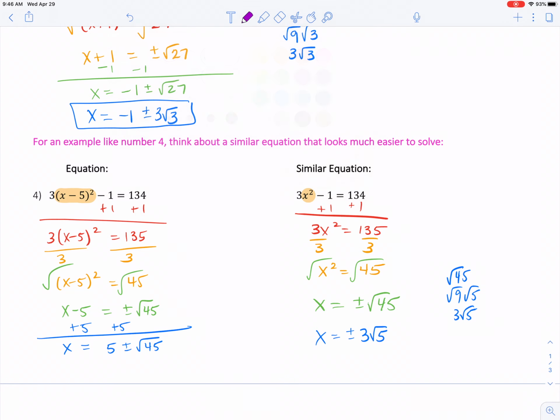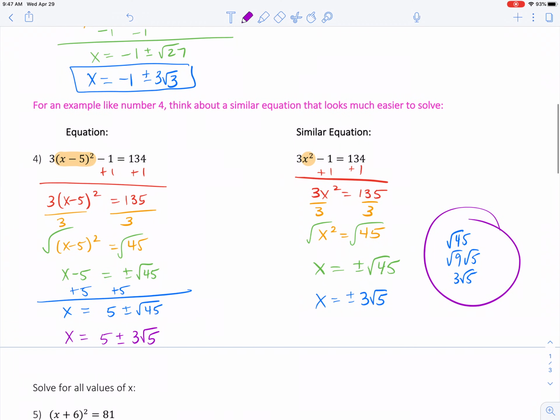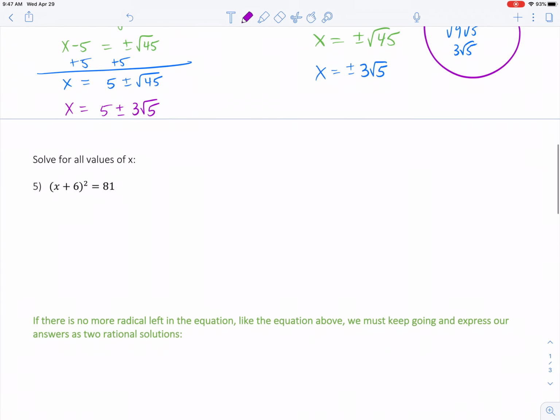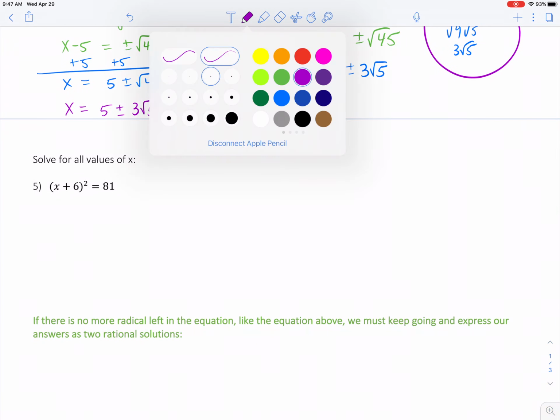And lastly, we'd have to simplify that square root. However, we already have that done over here for us, so I'm just going to copy the 3 radical 5. Okay, so it follows the same idea, except just after getting the square root, you'd have to do an extra step to get the binomial by itself. Now there's one other case that could occur, and that's when we have one like number 5.